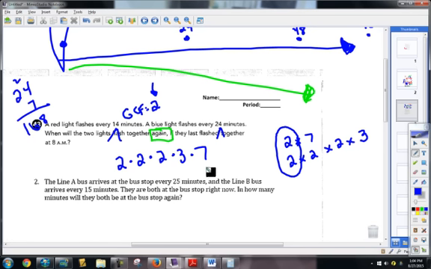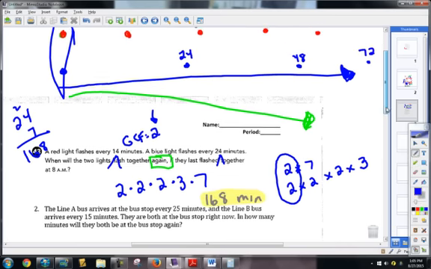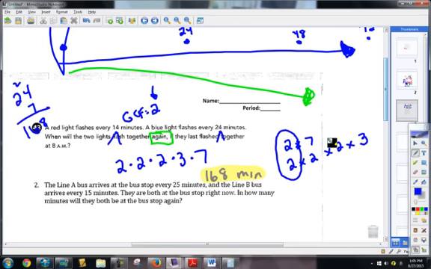It's going to be 168. So that means in 168 minutes, they'll both flash at the same time. Now, that is the LCM. It is, no doubt about it. Can't take that away from it. It definitely is the LCM.